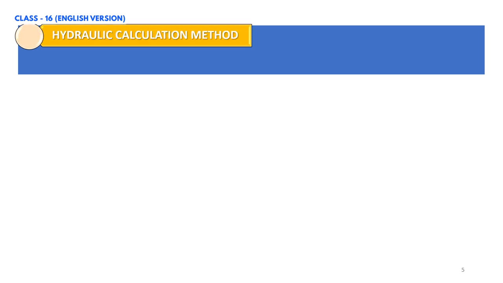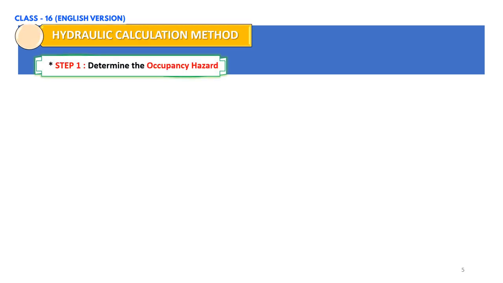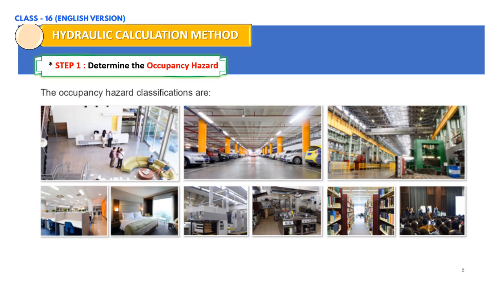Let us start. Step 1, we need to determine the occupancy hazard classification. There are three types of occupancy hazard classifications, as we already discussed in our earlier classes. There are light hazard, ordinary hazard group 1, ordinary hazard group 2, extra hazard group 1, and extra hazard group 2. Initially, based on the application of the building or structure, we need to identify the occupancy hazard classification. For example, if you are considering an office building, then it comes under light hazard as per NFPA 13.